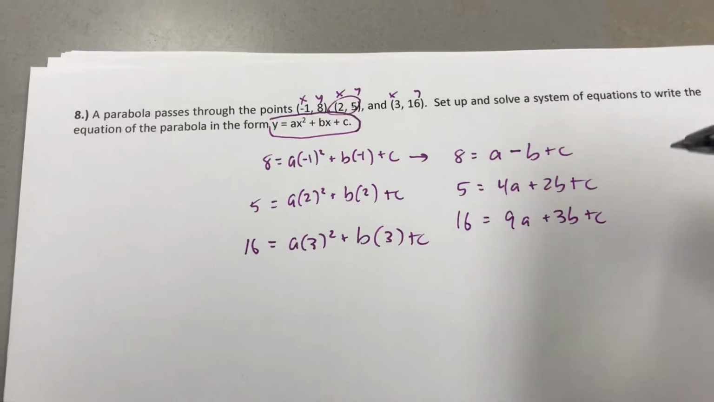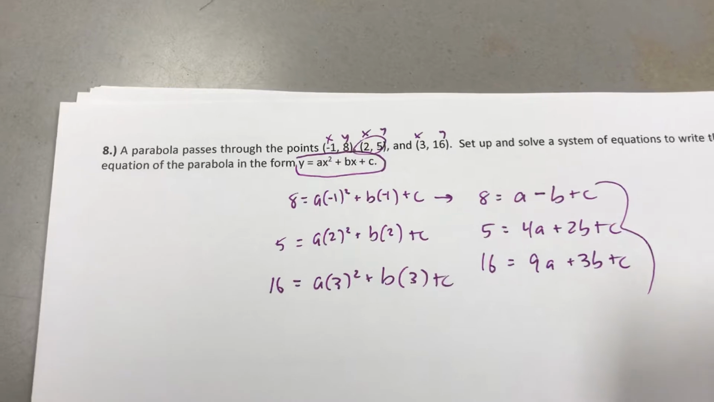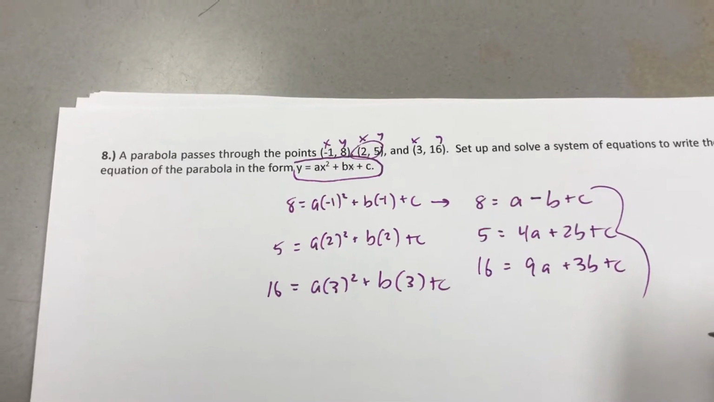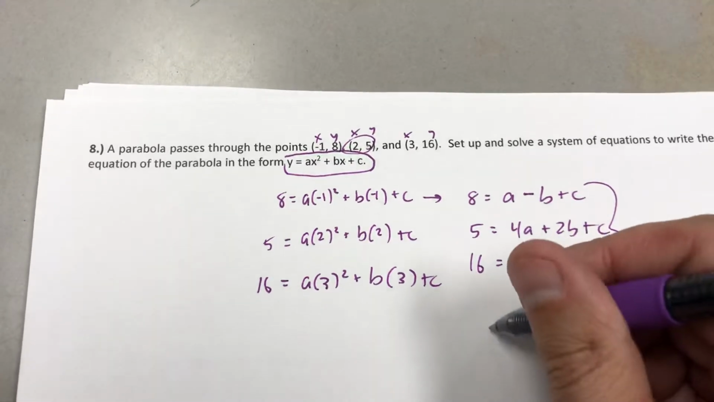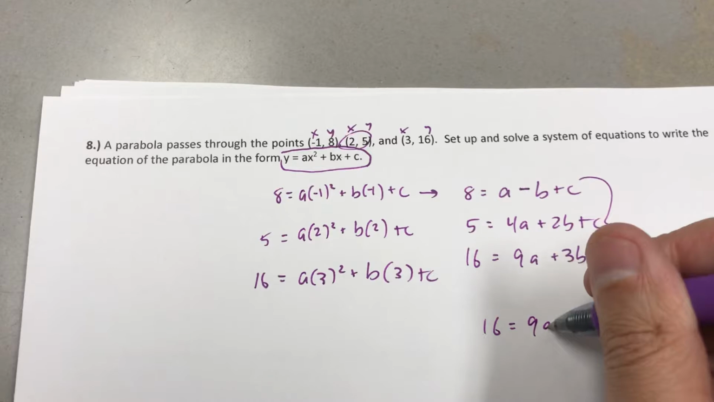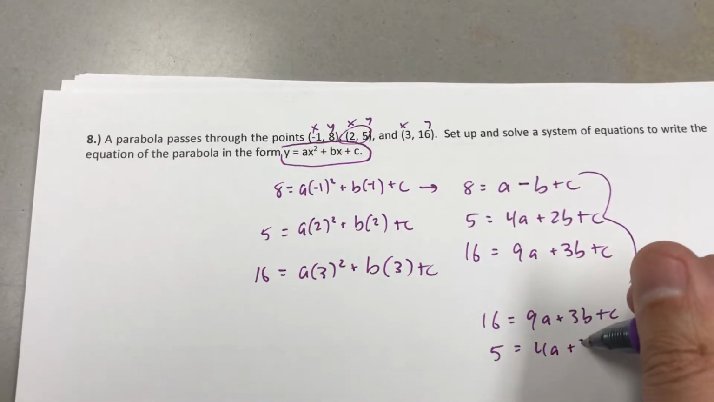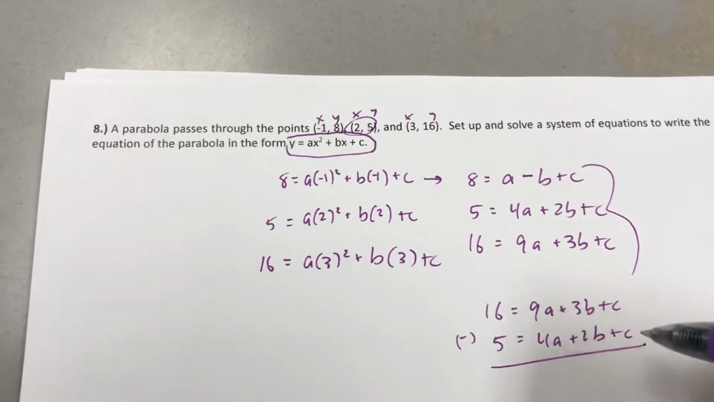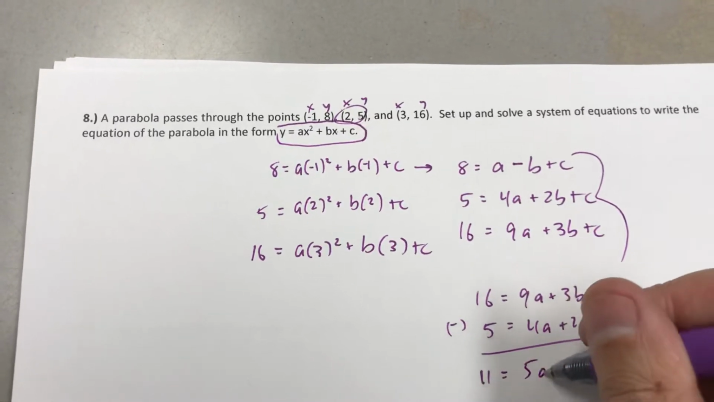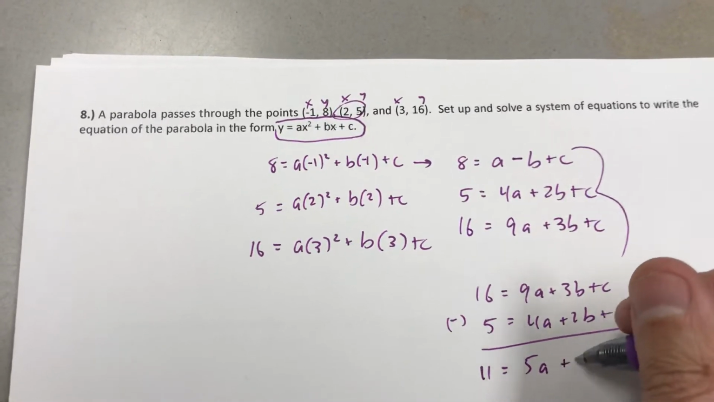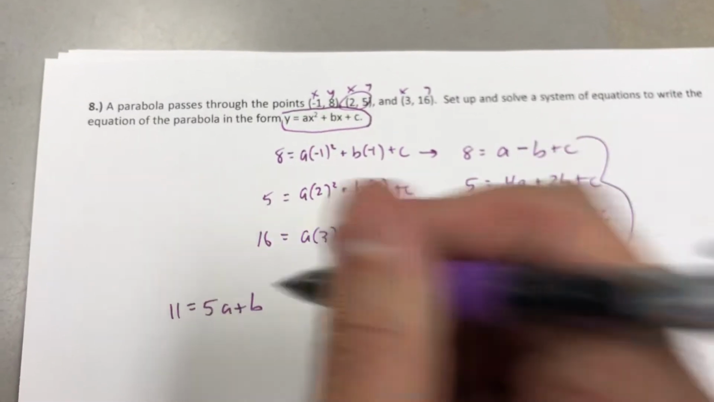Okay? What I love about solving these systems, notice these c's here. We can subtract the equations really easily and cancel c. Remember, you pick 2 equations, knock out a variable, pick another 2 equations, knock out the same variable, you'll be down to 2 equations with 2 variables. So I'm going to take the bottom 2 equations. 16 equals 9a plus 3b plus c, and 5 equals 4a plus 2b plus c, and I'm going to subtract the 2 equations. 16 minus 5 is 11. 9 minus 4 is 5a, 3b minus 2b is b, and c minus c cancels. So 11 is equal to 5a plus b. That's one of my equations.